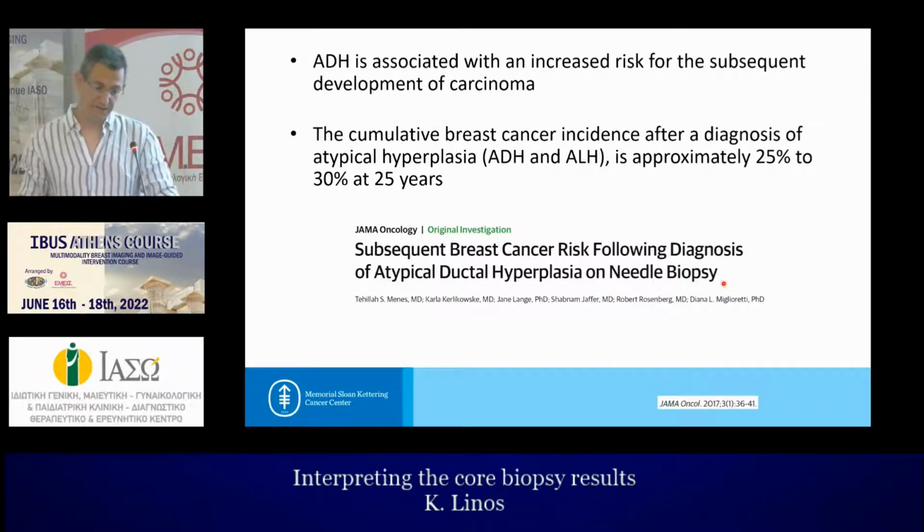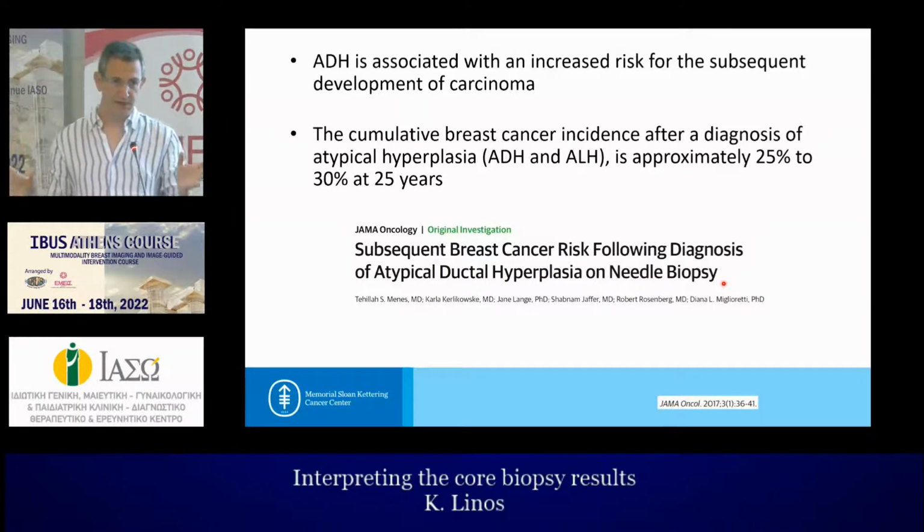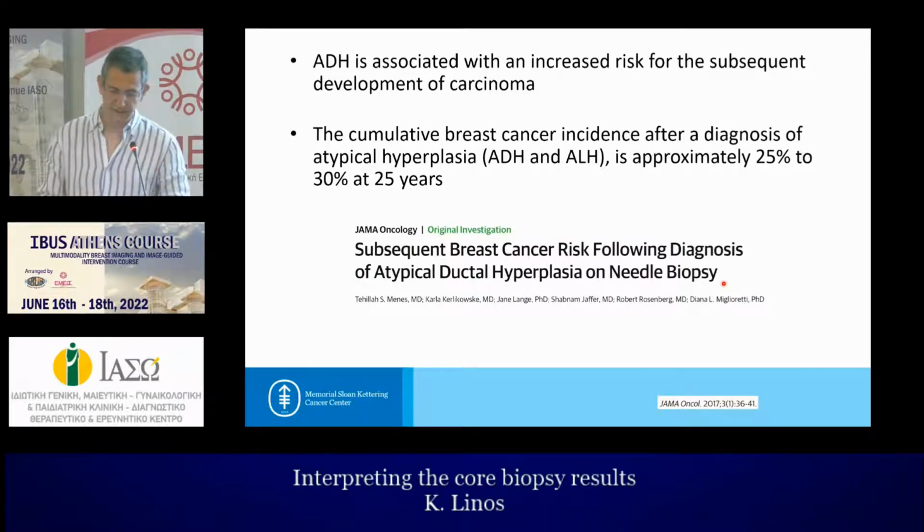But of course, if a patient gets a diagnosis of ADH or ALH, they have a cumulative breast cancer risk in their lifetime that is approximately 25 to 30% in 25 years, right? So this is the risk that the women have to develop breast cancer in their remaining 25 years. But the upgrade rates are about the likelihood to have a carcinoma or a DCIS in the immediate excision of these patients, right? So this is the overall risk in lifetime.